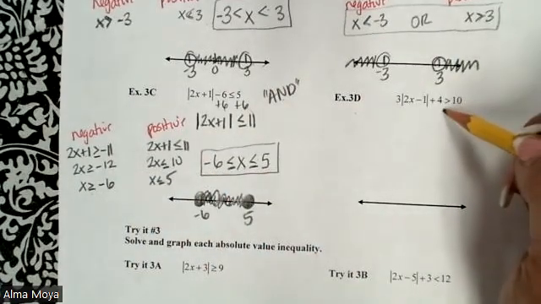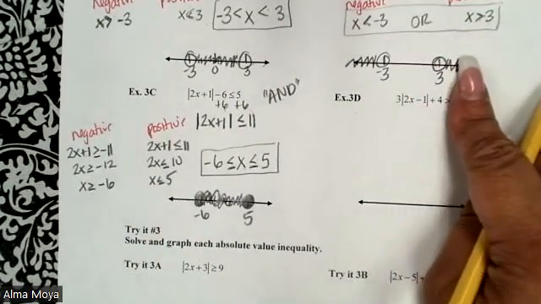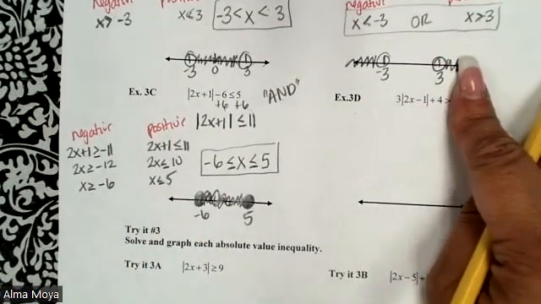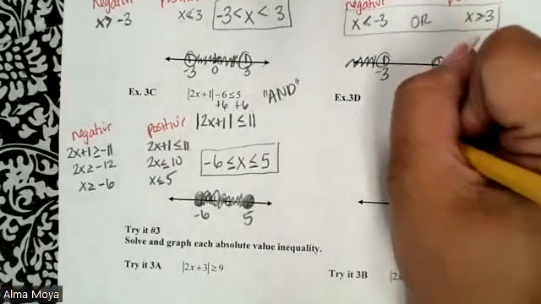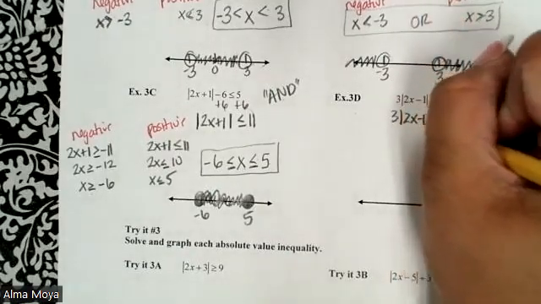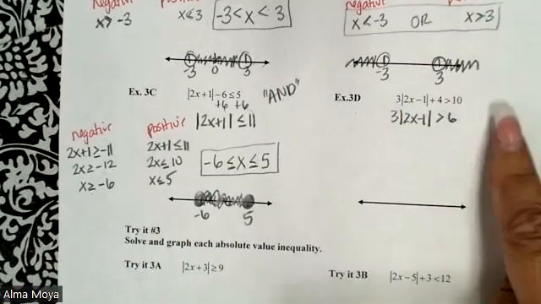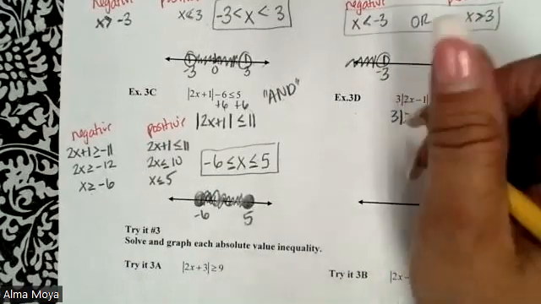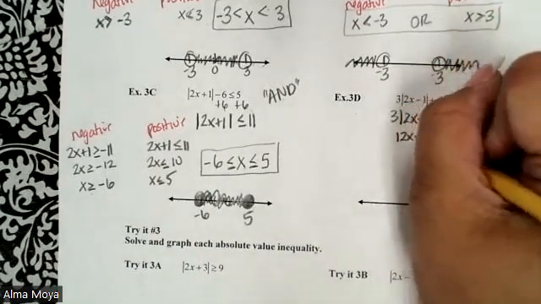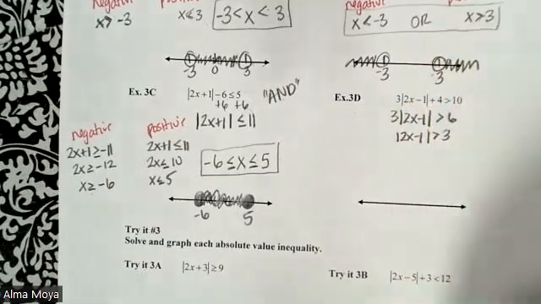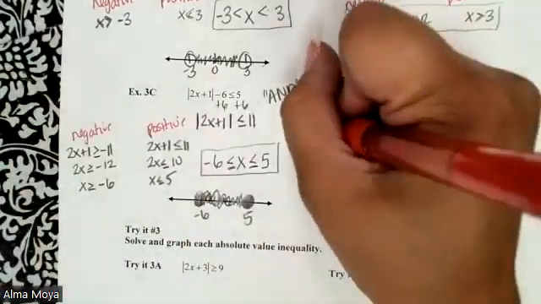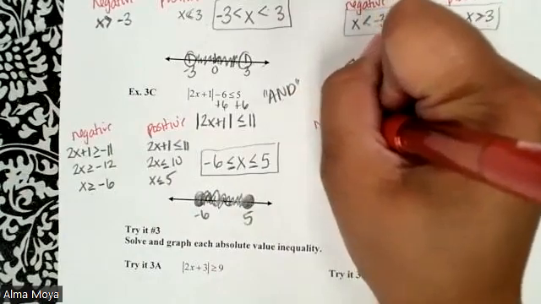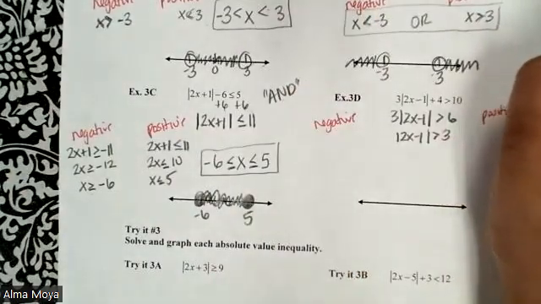Do not say this is a greater than symbol. You need to isolate the absolute value first. So I'm going to go ahead and subtract 4 from both sides first. And then I'm going to divide by 3 on both sides. Now I can go ahead and write my negative and my positive. I'll put the negative on the left side and I'll put the positive on the right side.